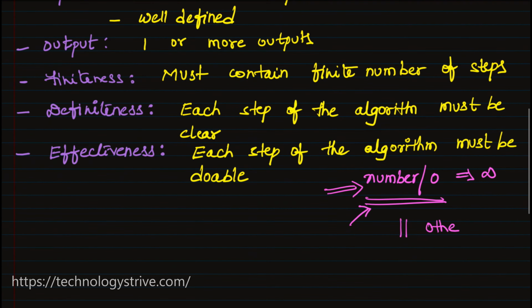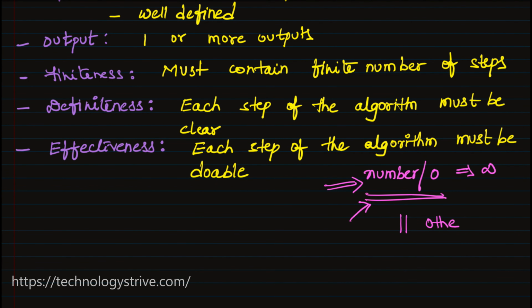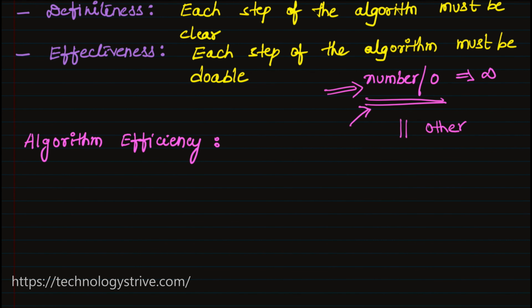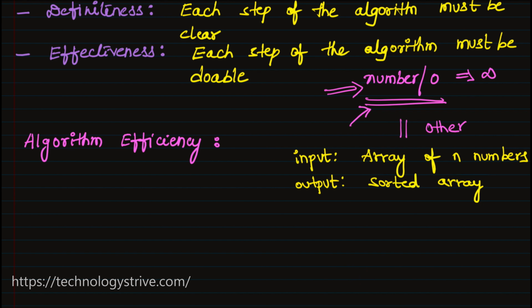Now we will talk about how algorithm efficiency is calculated. Whenever we have a problem, obviously we have multiple solutions to solve it. For example, sort a given array of n numbers. Here the input is an array of n numbers, and the output is a sorted array. Our goal is to sort the given array. So this will have some procedure, which is our algorithm.